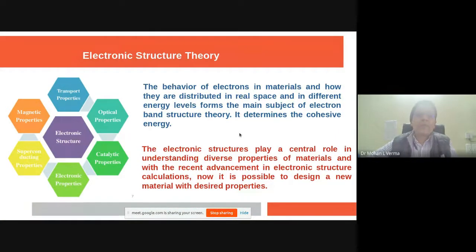Now, DFT is an electronic structure theory: the behavior of electrons in the material, and how they are distributed in real space and in different energy levels, form the main subject of electron band structure theory. It determines the cohesive energy. By using this electronic structure-based theory, we can find transport properties, optical properties, electronic structure, magnetic properties, and catalytic properties. So for chemistry as well as physics and material science people, this theory is very important.